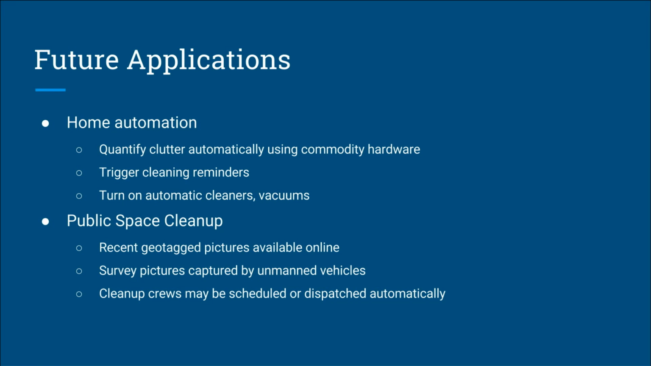For home automation, quantification of clutter using commodity hardware opens up many possibilities. Reminders could be set for individuals to pick up, and automatic cleaning processes, such as robotic vacuums, could be triggered. Additionally, parks and public landmarks could benefit from automatic identification and location of litter, trash, and other out-of-place items. These could be identified in pictures from unmanned survey drones or in publicly available pictures with geotags, such as from Flickr.